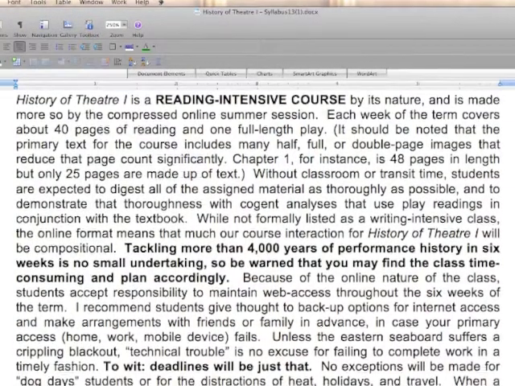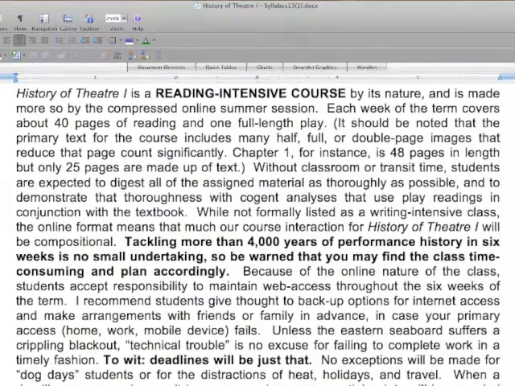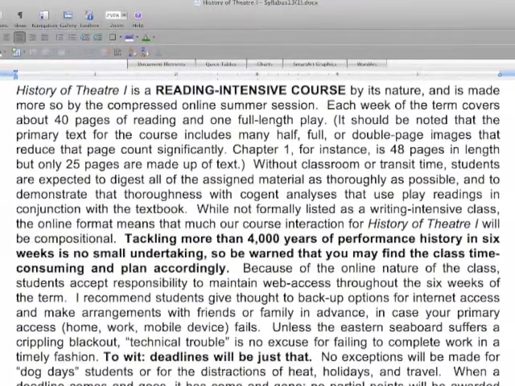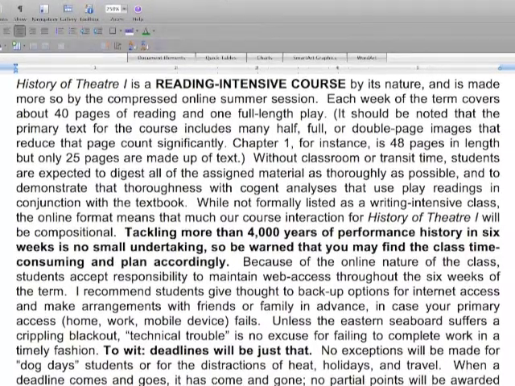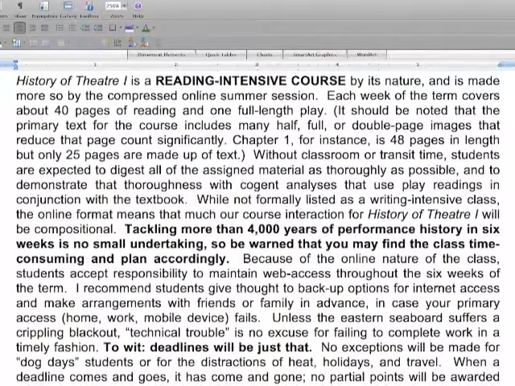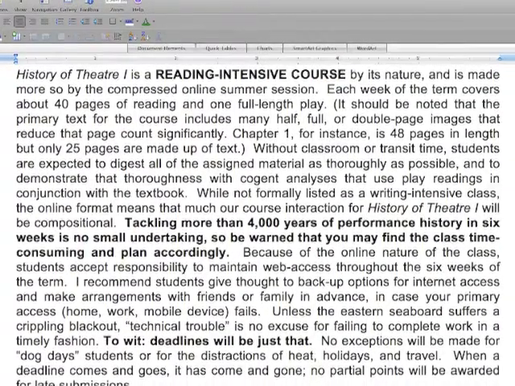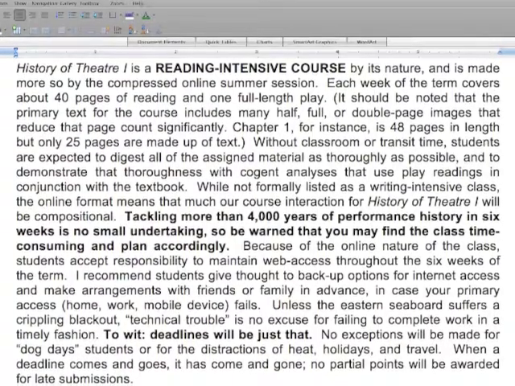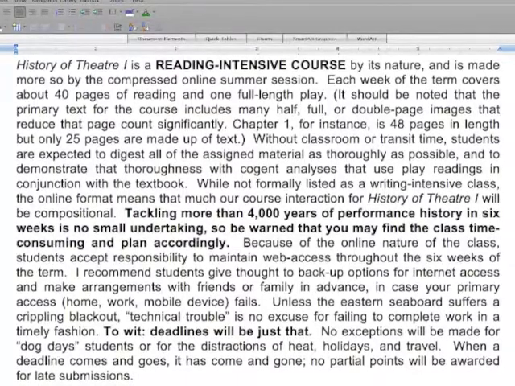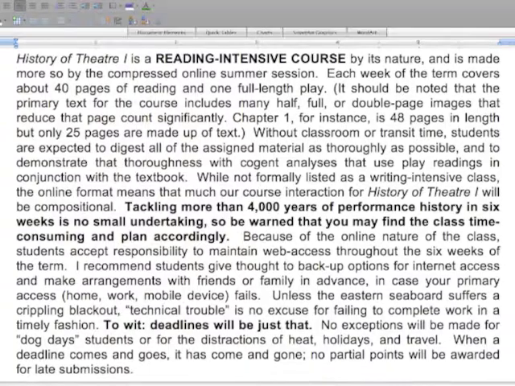Requirements. History of Theater 1 is a reading-intensive course by its nature, and is made more so by the compressed online summer session. Each week of the term covers about 40 pages of reading and one full-length play. It should be noted that the primary text for the course includes many half, full, or double-page images that reduce that page count significantly. Chapter 1, for instance, is 48 pages in length, but only 25 pages are made up of text. Without classroom or transit time, students are expected to digest all of the assigned material as thoroughly as possible, and to demonstrate that thoroughness with cogent analysis that uses play readings in conjunction with the textbook.